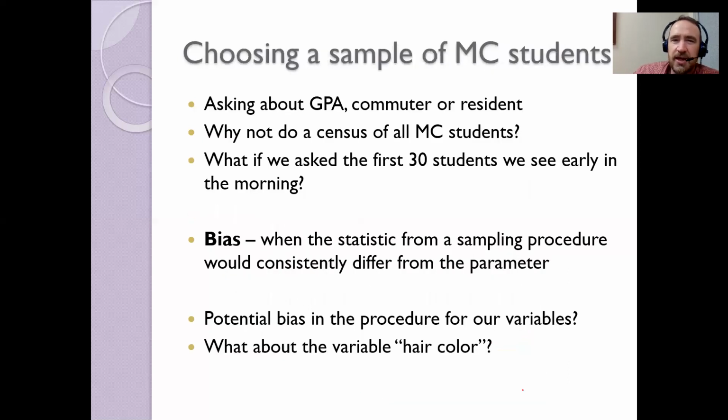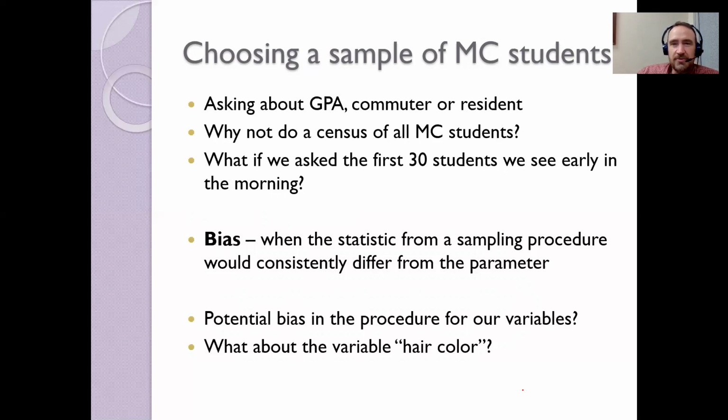Let's take a look at an example. Let's say we wanted to choose a sample of Maryville College students, and we wanted to ask them some things, maybe ask them about what their GPA is, maybe ask them whether they're a commuter or resident. Why not do a census of all Maryville College students? It might not be too bad to do a census, especially if you're, say, the registrar and you have access to all students' academic records and you can get their GPAs. On the other hand, for a plain old student to do a census, now you've got to track down every single Maryville College student, and that takes a lot of time and effort.